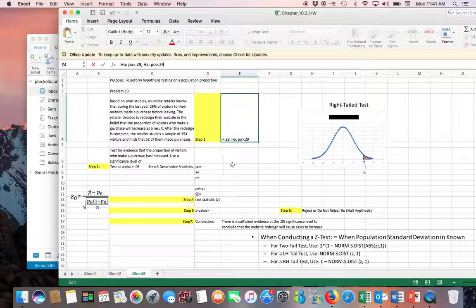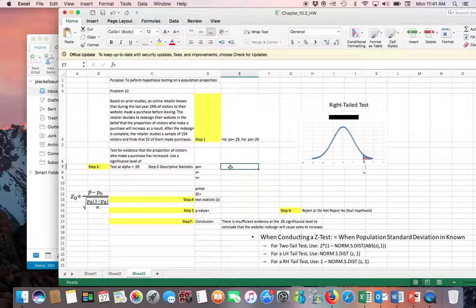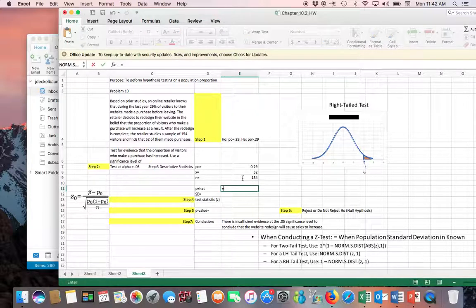Step 3, we want to write down all of our descriptive statistics. So p0 is 0.29, x is 52, the number of visitors that made purchases. The sample size is 154. Now we want to calculate p-hat, which is equal to x over n.